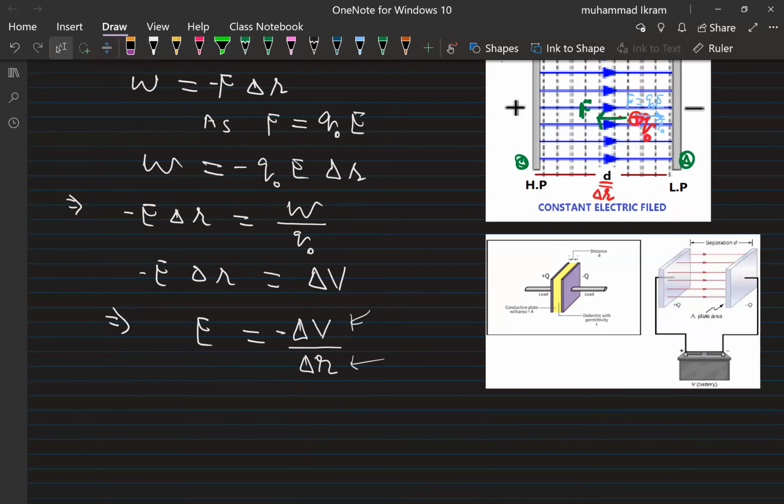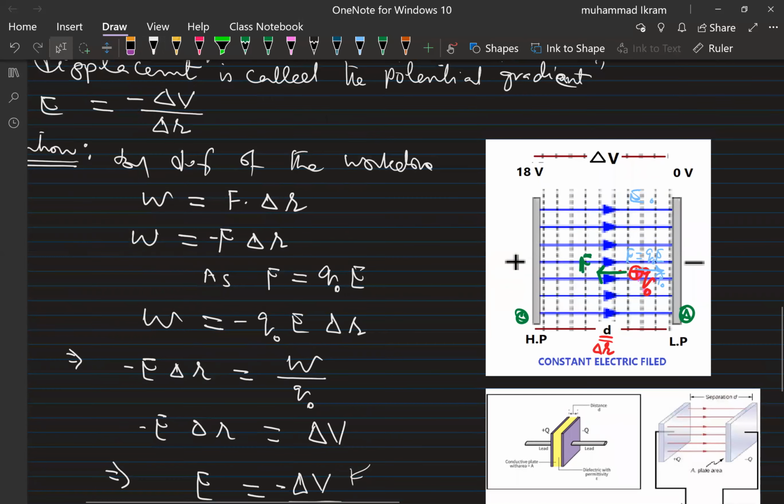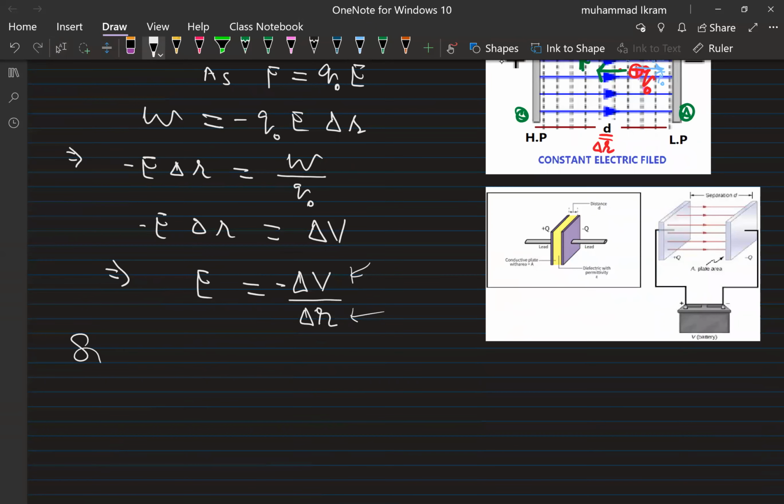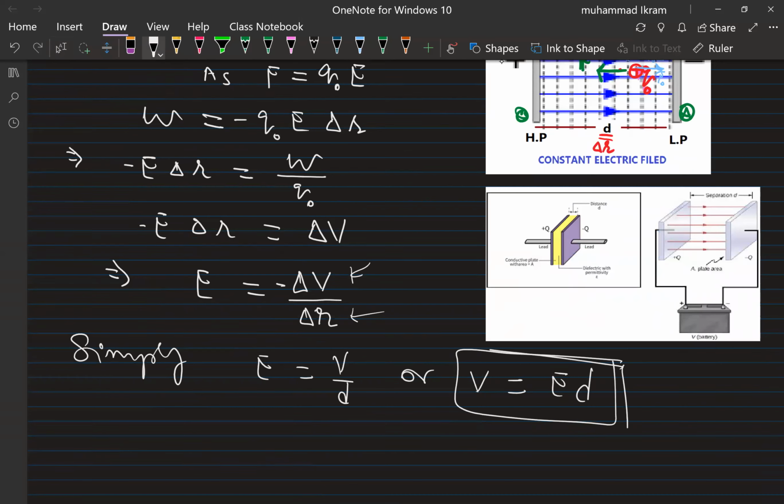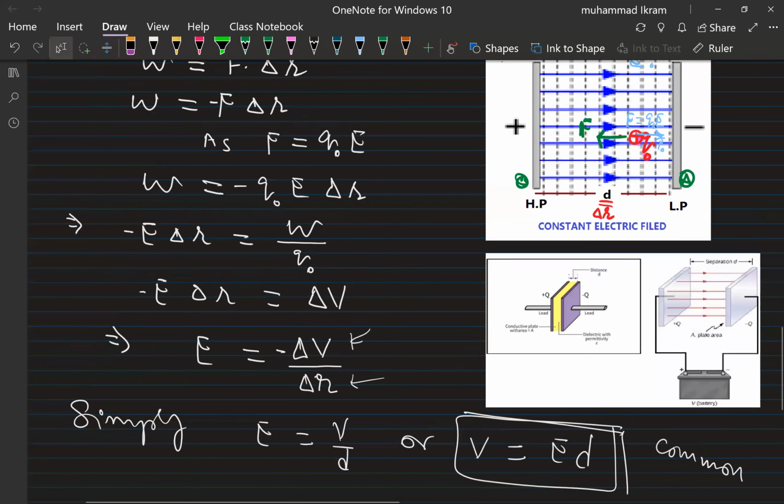Now we can use this equation also to find the potential differences. Mostly we will be using this equation most simply as E is equal to V by D, or we can say V is equal to E into D. This is the most common equation used in electrodynamics: potential difference is equal to electric field intensity into D.